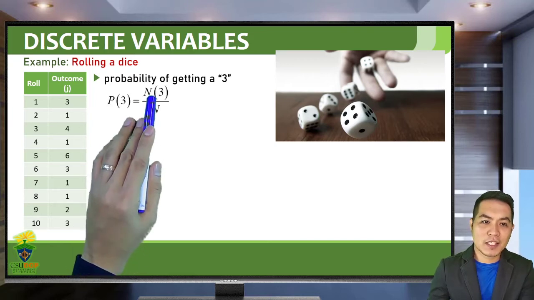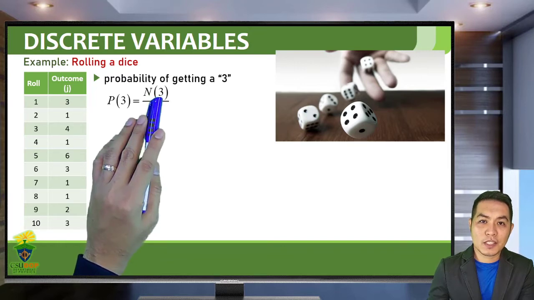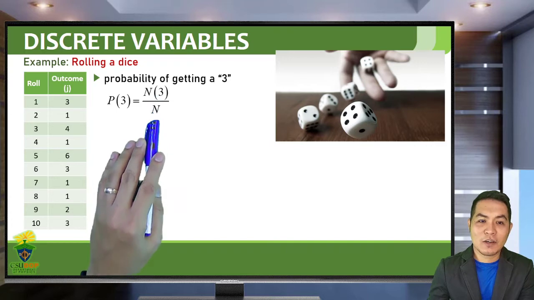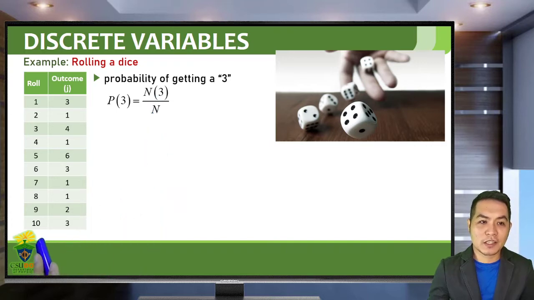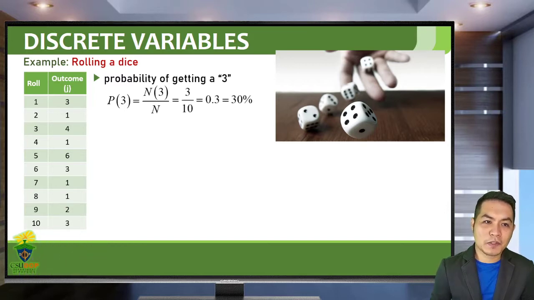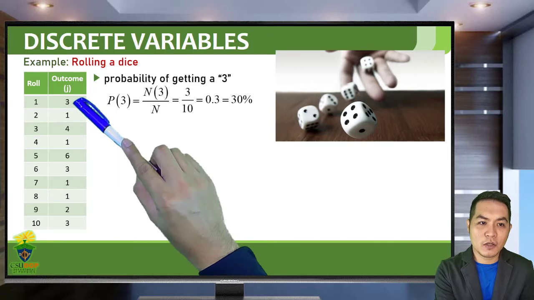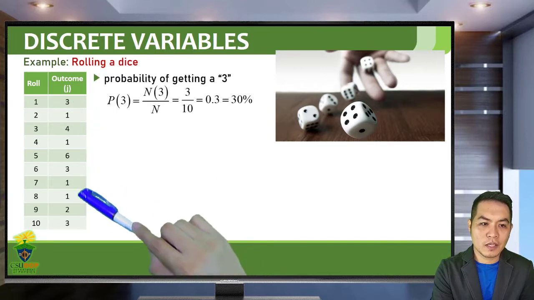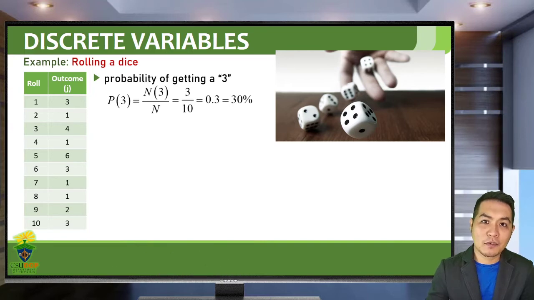number of occurrences of getting 3 over the total number of occurrences, which is just the 10 rolls or 10 events. So this will give you a probability of 30%. The 3 in our data occurs 1, 2, 3 times. So you'll have a probability of 3 over 10, or 30%.